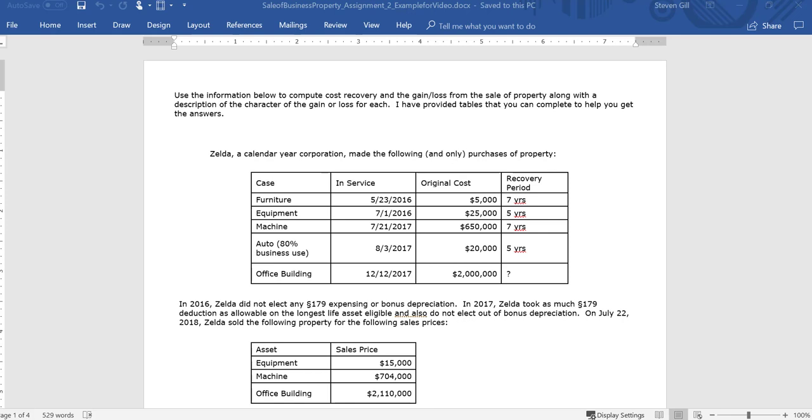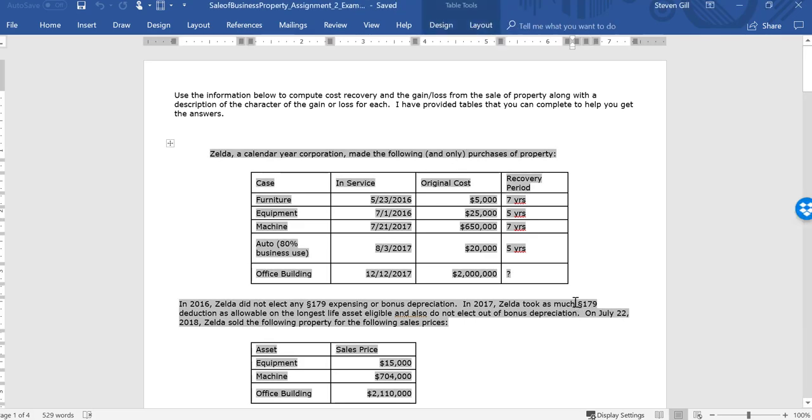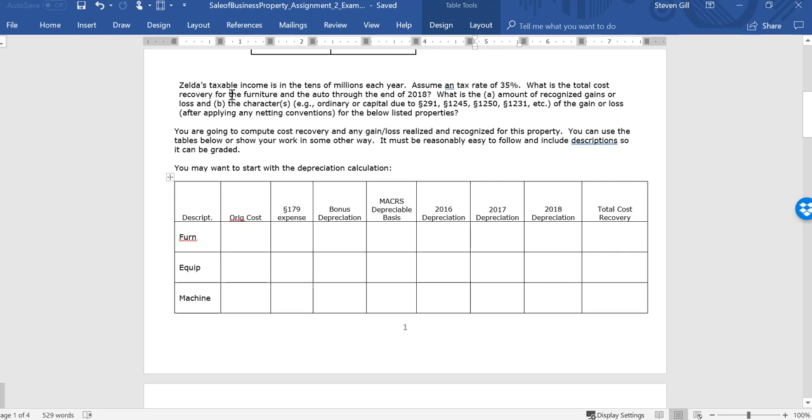But you can see we have the acquisition of some property in both 2016 and then again in 2017. And then ultimately it looks like in July of 2018 we sell that property for a certain amount. And what we're trying to do is determine what is the cost recovery associated with a couple of these items, and then ultimately what is the realized and recognized gain or loss on the sale of those properties.